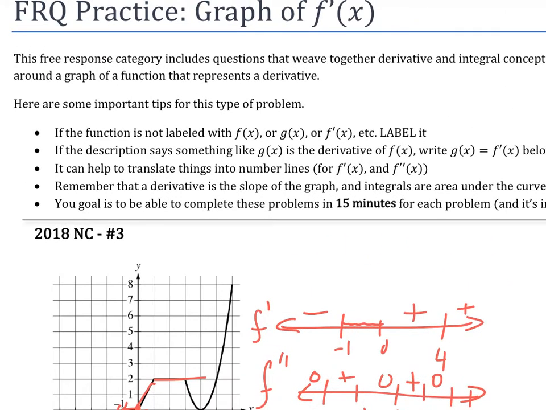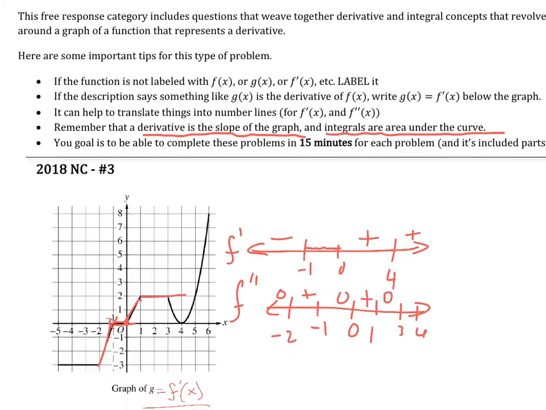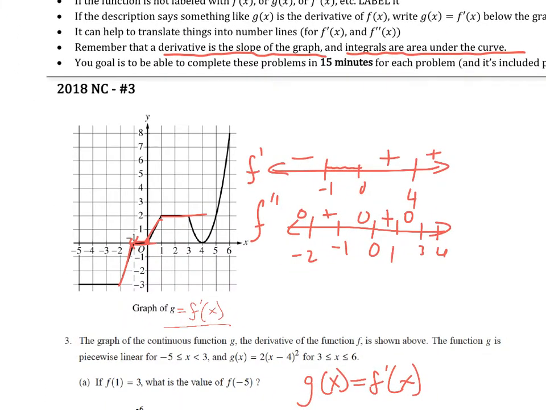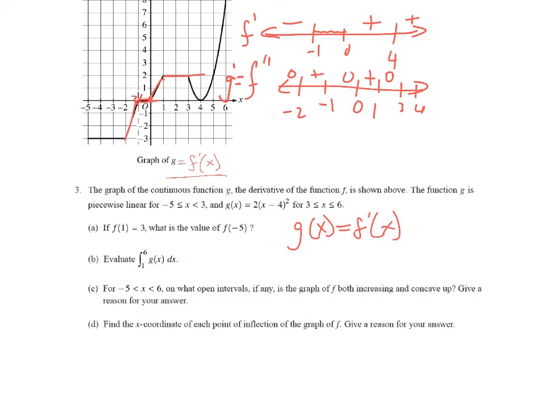Don't forget number lines. And then remember that the derivative is the slope of the graph, all right? So it's the slope of the graph, and integrals are areas under the curve. If we're looking for integrals, we're going to be thinking areas. If we're looking for derivatives, we're going to be thinking slopes. We just talked about slopes for finding the derivative of the derivative, or f double prime, which in this case would also be g prime. Again, not sure if this question is asking about that, but we note that, all right?